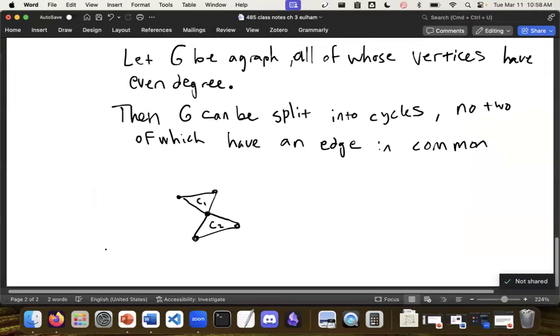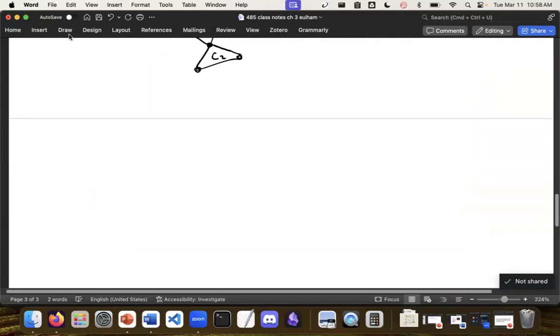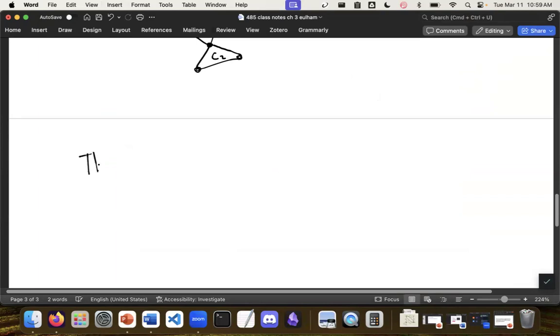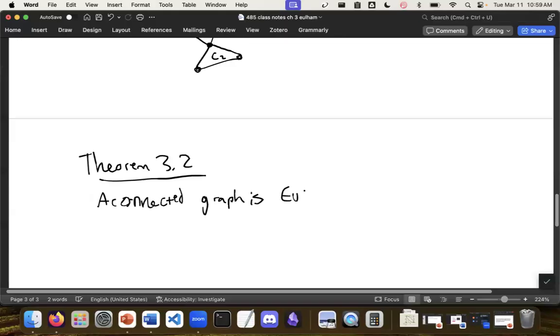Okay, so now the next page. The theorem that we actually care about is: a connected graph is Eulerian if and only if each vertex has even degree.